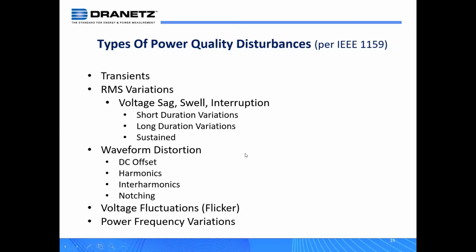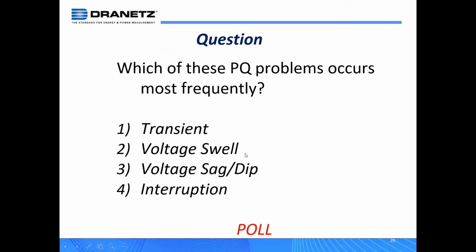So, okay, our second poll question here: which of these PQ problems occurs most frequently? Just give me a moment to put that up. Let me choose our second poll question and launch the poll here. So you folks should see this. Which of these power quality problems occurs most frequently? Is it transients, a voltage swell, which is an increase in voltage, a voltage sag or a dip, which is a temporary decrease in voltage, or an interruption, where voltage just does not occur anymore? So it's basically at or near zero. And we're going to define these terms in a few minutes if you're unaware of them.